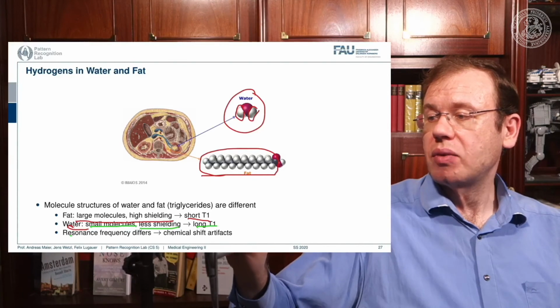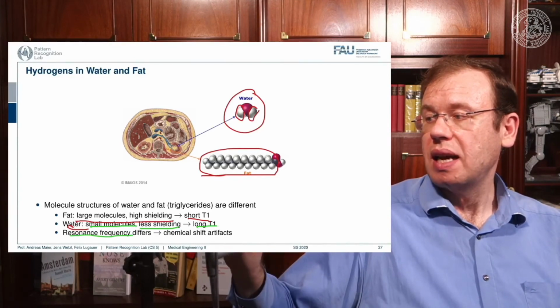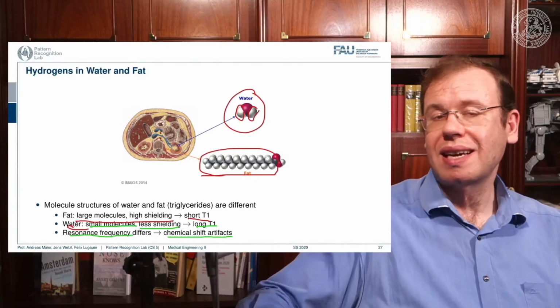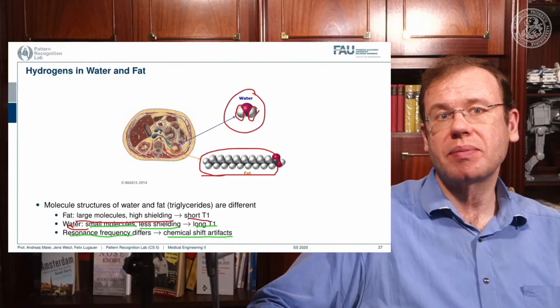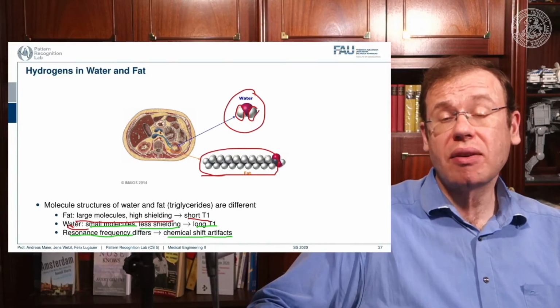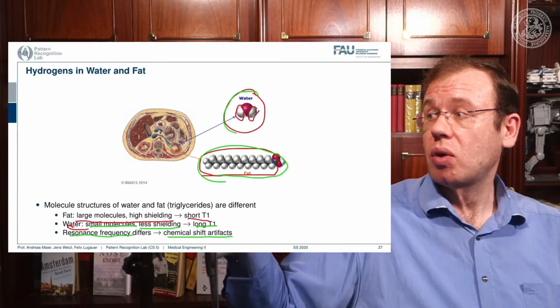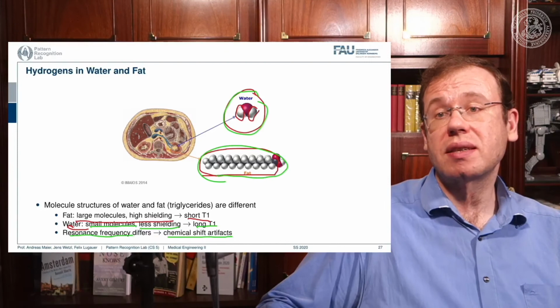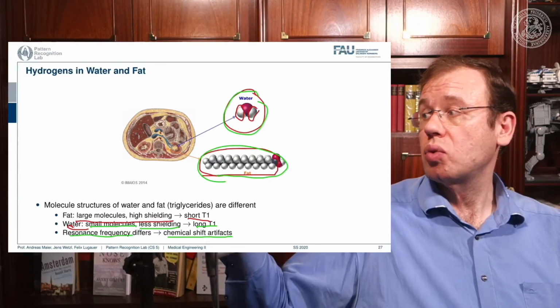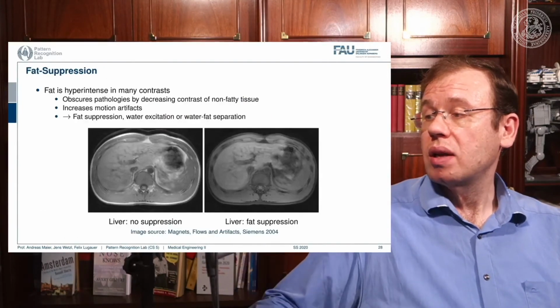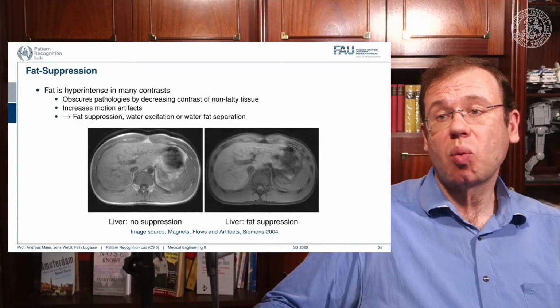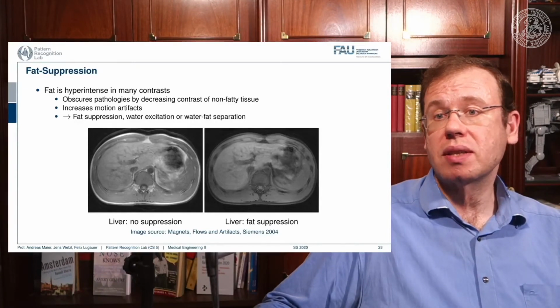And this means that the resonance frequency differs, and this is then called the so-called chemical shift artifact. So there is a different resonance frequency in fat than in water. And we can use this effect to actually separate the two. So this then yields water-fat suppression sequences.